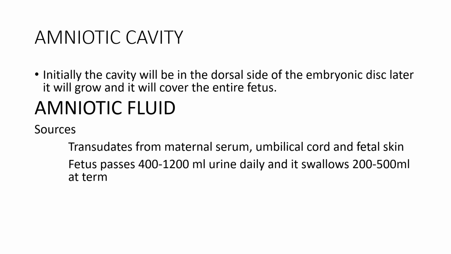Now let us see about the amniotic fluid. The sources of production of amniotic fluid: already we have seen that a little amount is produced from the fetal membranes, and the balance is from the transudates of maternal serum, transudates from the umbilical cord, and fetal skin. The fetus passes 400 to 1200 ml of urine per day, and from that it swallows around 200 to 500 ml at term daily. So the balance amount also contributes to the amniotic fluid.